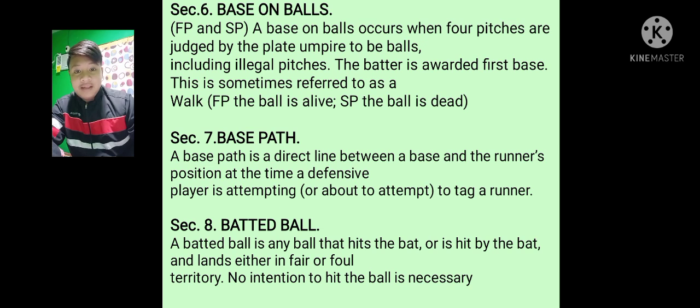Section 7, base path. A base path is a direct line between bases and the runner's position at the time a defensive player is attempting or about to attempt to tag a runner. Section 8, batted ball. A batted ball is any ball that hits the bat or is hit by the bat and lands either in fair or foul territory. No intention to hit the ball is necessary.